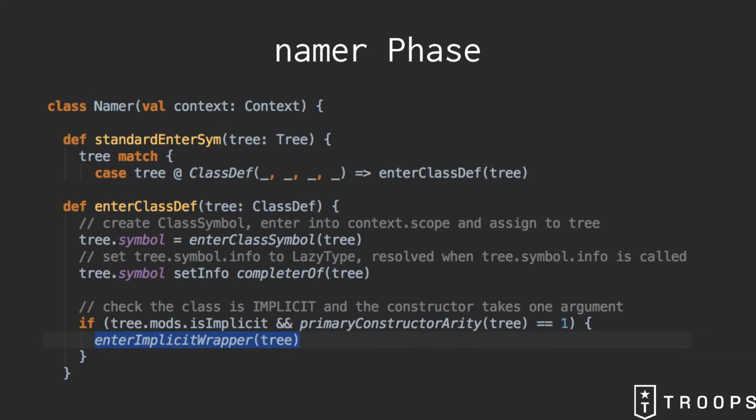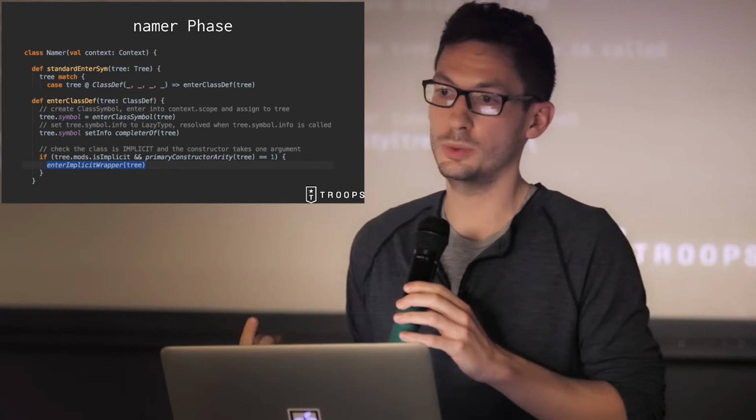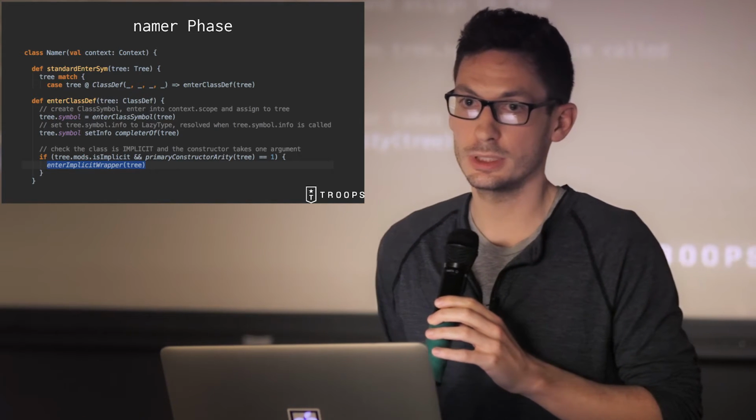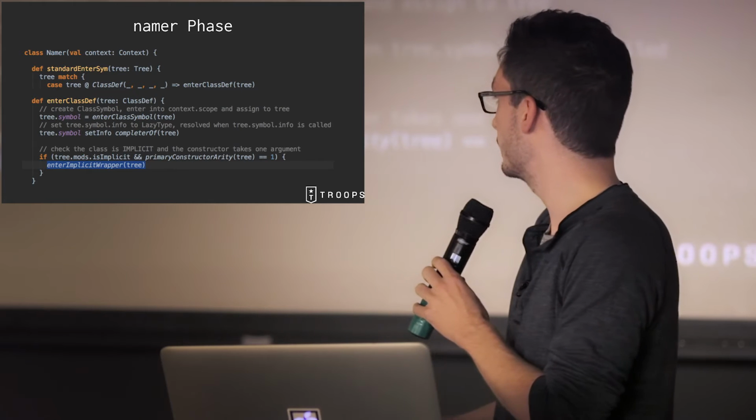The last part is where we do the desugaring. So at the very bottom where we say, does the tree have a modifier implicit? In our case, we know it does. Is the primary constructor arity 1? So we care that if we're going to do the implicit class desugaring, then the primary constructor of our class needs to have one and only one constructor parameter. It can have more implicit parameters, but one constructor parameter.